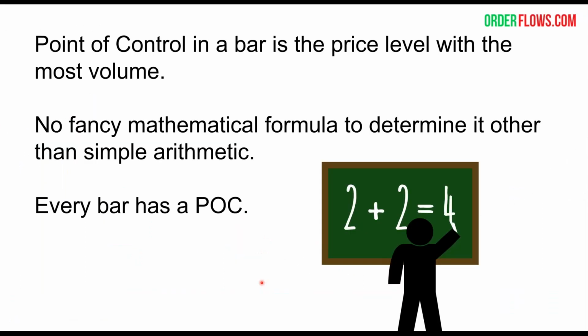Now, point of control is the second part of order flow that's important. It's the price level in the bar with the most volume. Now, there's no mathematical fancy formula to determine it. It's just simple arithmetic. You take the volume traded on the bid at a price and the volume traded at the offer on a price, and if at that price in the bar it's the most volume, that's your point of control. Every bar has a point of control.